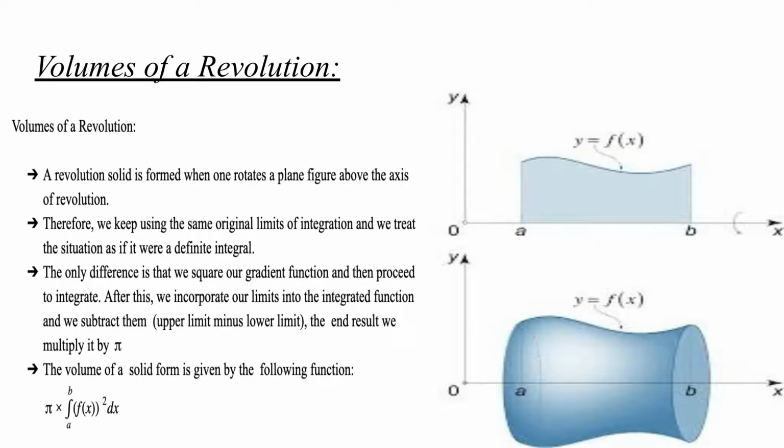The volume of our solid form is given by the following formula: pi times the integral from a to b of f(x) squared dx.